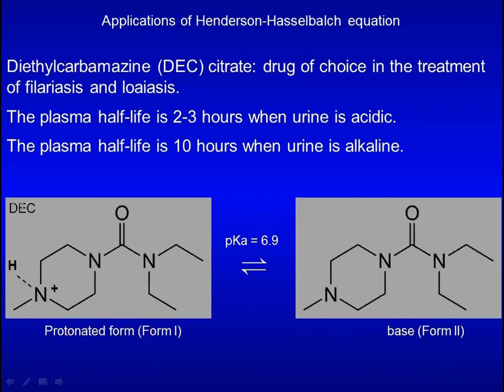When urine is acidic, form 1 dominates. Less drug is reabsorbed. When urine is alkaline, form 2 dominates. More drug will be reabsorbed. As a result, the half-life for this drug is longer when the urine pH is higher.